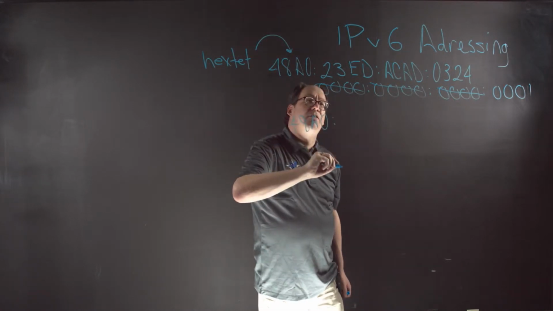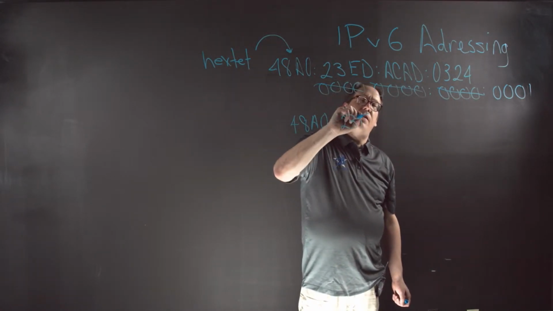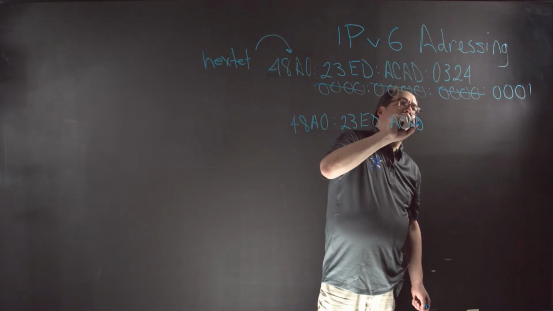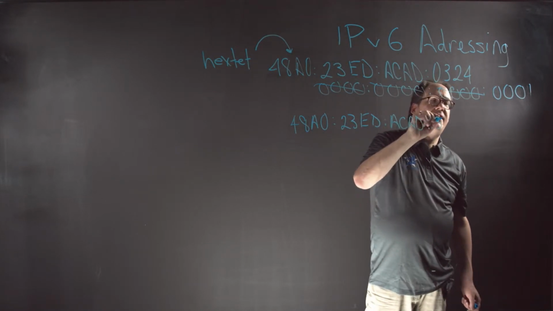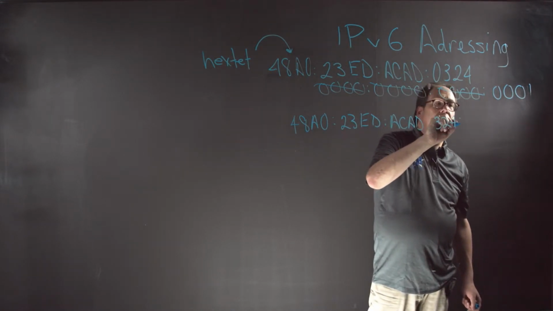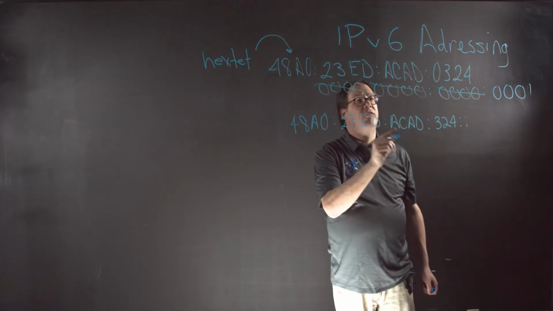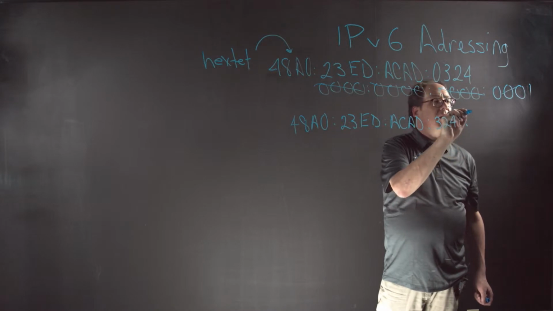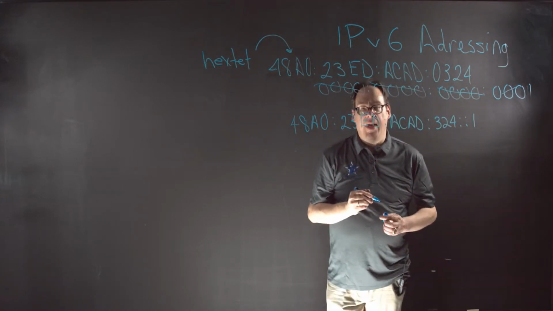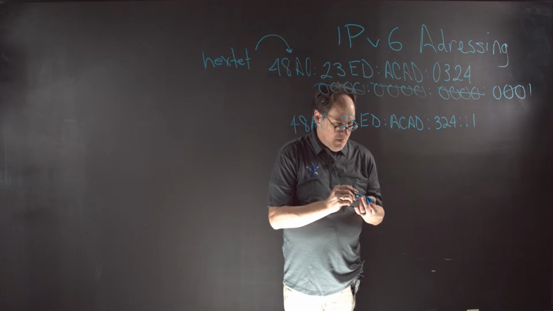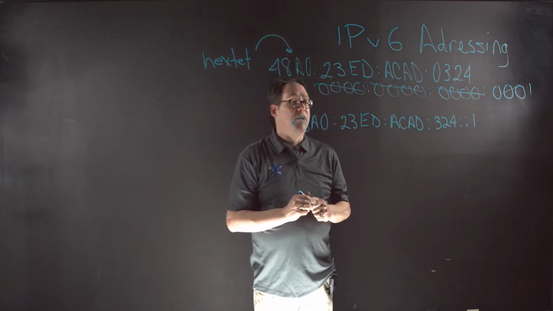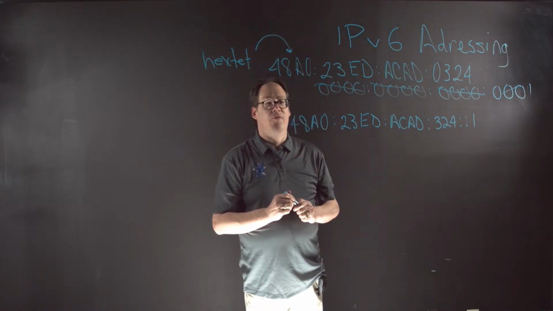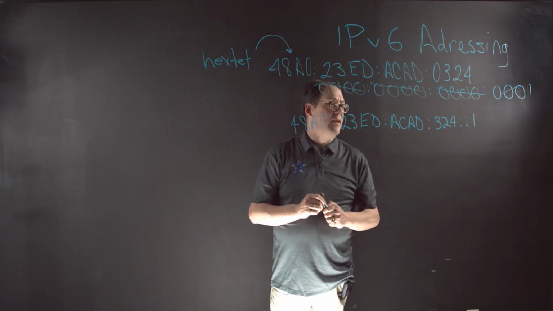Now that trailing 0 gets to stay. I'm going to eliminate the leading 0. I'm going to put 2 colons here because I've crossed out a number of zeros, including these first 3, and I'm going to end in a 1. Now that is a full abbreviated IPv6 address. Notice how I used a lot less information to communicate the same thing.